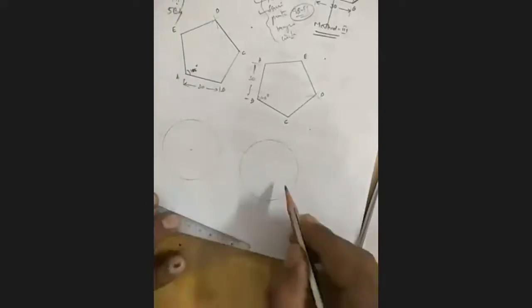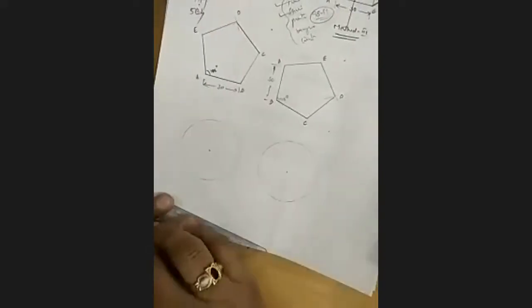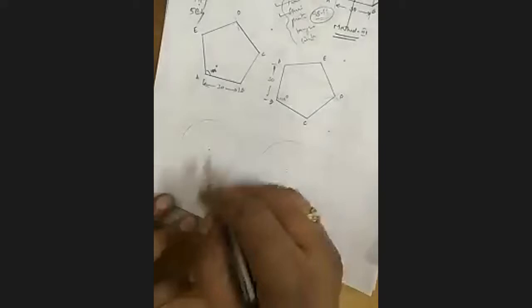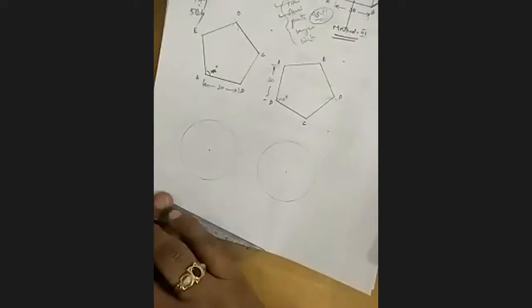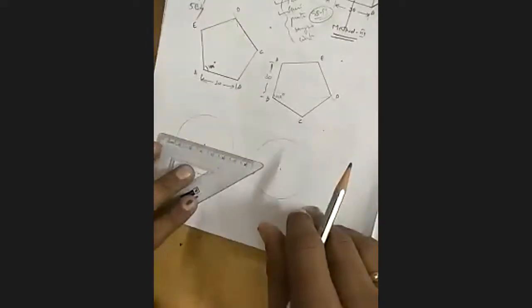Listen carefully. I want to bisect this circle. Tell me whether you want to bisect vertically or horizontally. As per your wish, the first circle I want to bisect horizontally. Bisect means dividing into two equal parts. Look how much time you people will take.